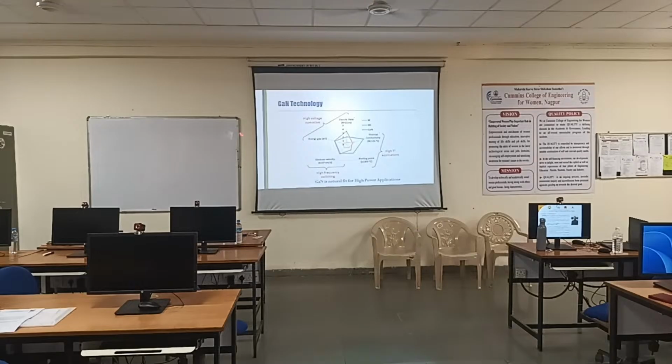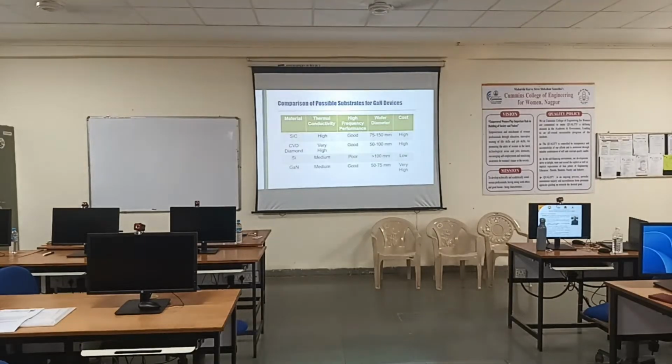So this is another pictorial representation of these substrates and how silicon carbide and gallium nitride can be compared with all these parameters. Thermal conductivity wise, silicon carbide is the best choice. Now the next possibility is gallium nitride on the substrate of silicon carbide. Whatever I am talking about is the device technology. So gallium nitride on silicon carbide will be the best choice for next generation high power applications.